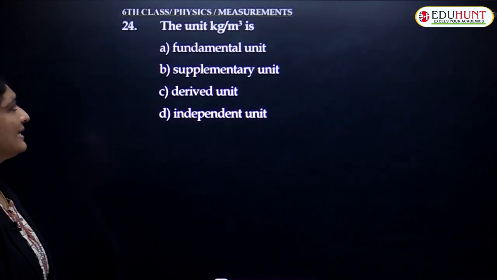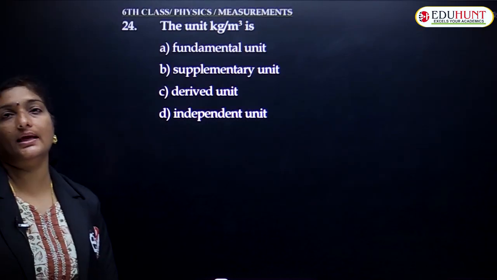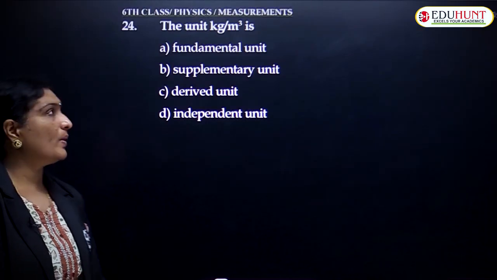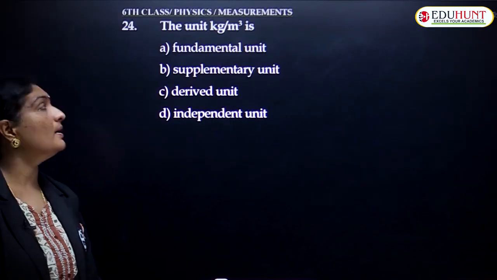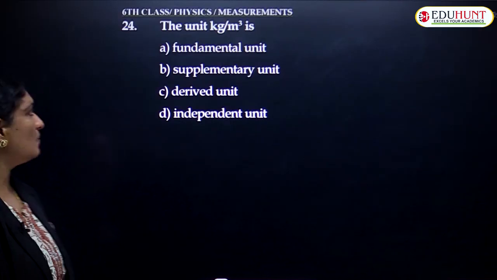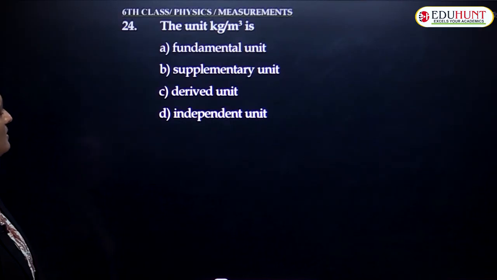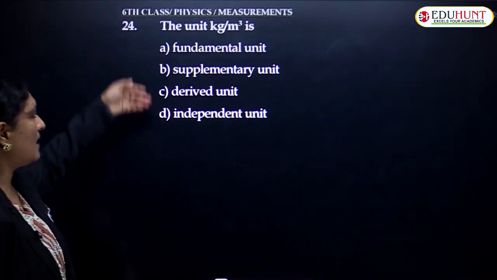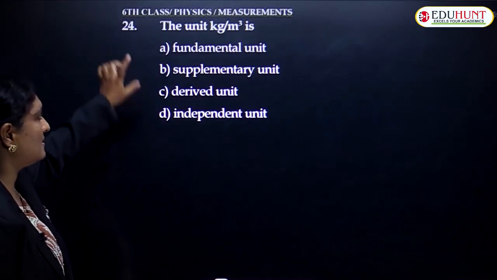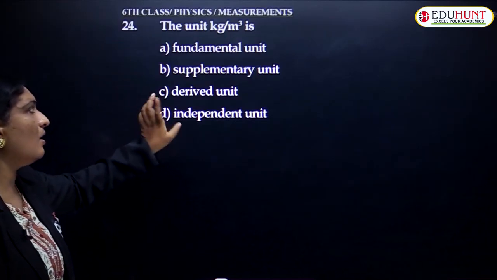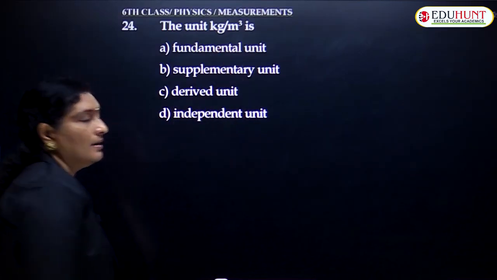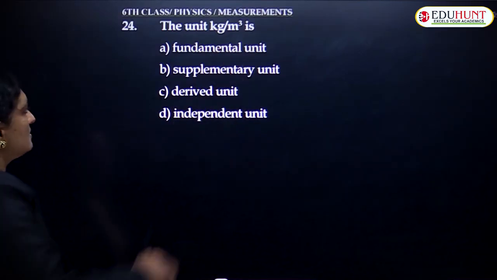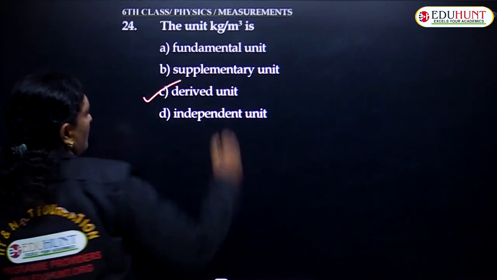Next, the unit kg per meter cube. Kg is the indication for mass, whereas meter cube indicates volume. So, mass by volume is the unit for density. Of course, here it's not asked what the quantity is. They are asking whether it is fundamental, derived or supplementary. No doubt, density is a derived quantity. Hence, your answer is derived unit.